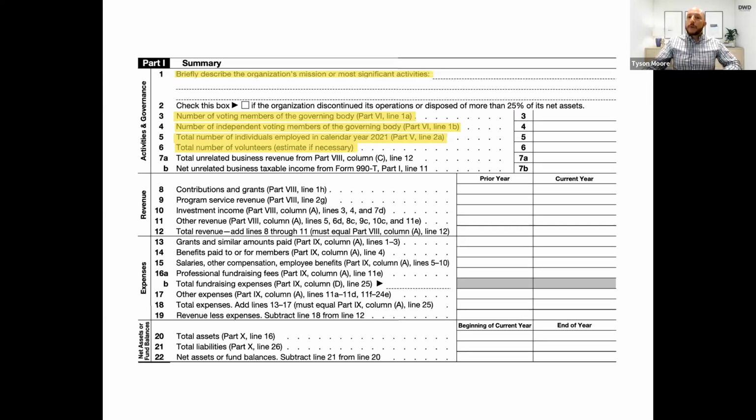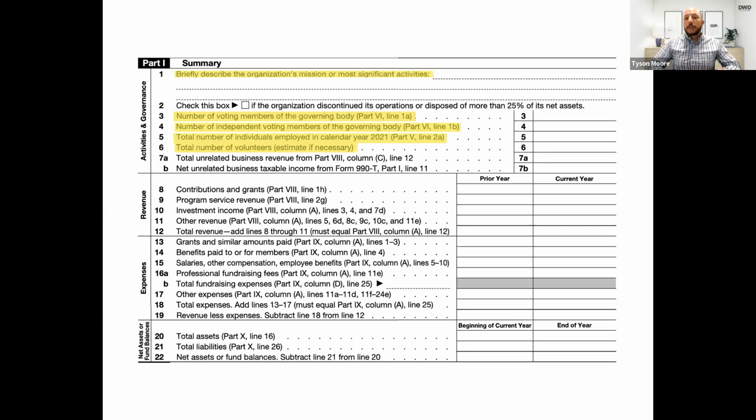Next is independent voting members. And these are the individuals that are not paid by the organization. So it's good to see not only how many voting members, but how many of those are independent from the organization. As far as the total number of individuals employed, this again helps to see how large or small an organization is. When you're looking at this, though, you need to remember that not all organizations are going to have employees. Some will have contracted employees. Contracted employees will get a 1099, so they're not going to be listed here on this line.